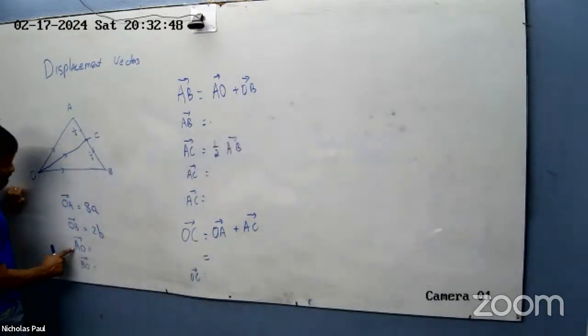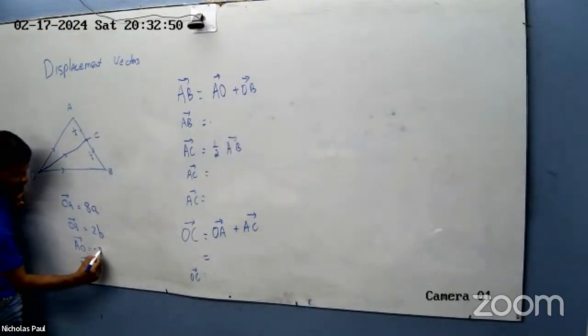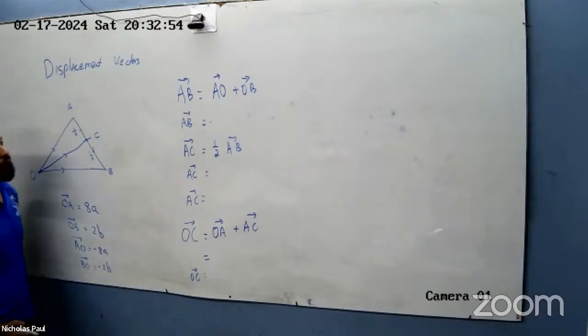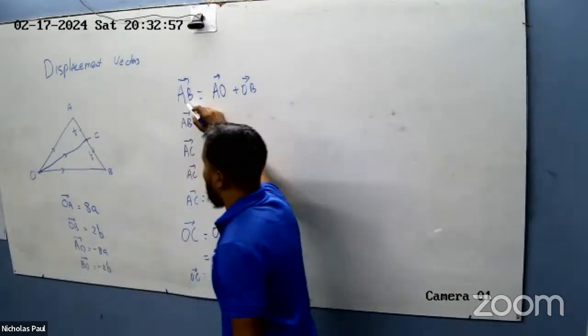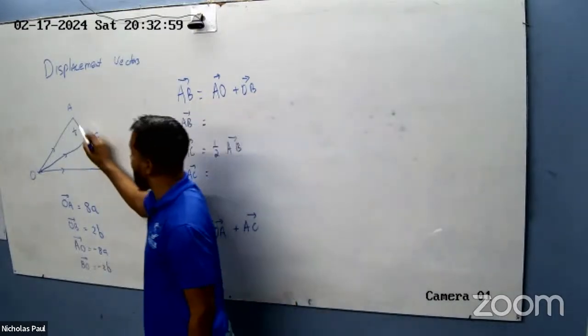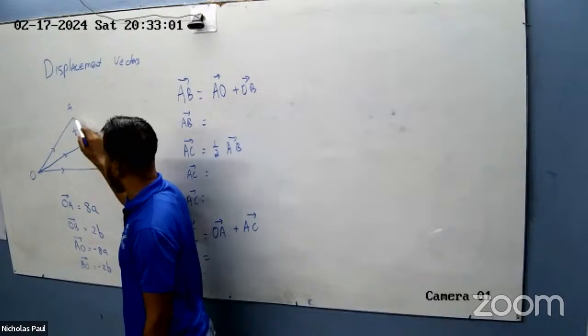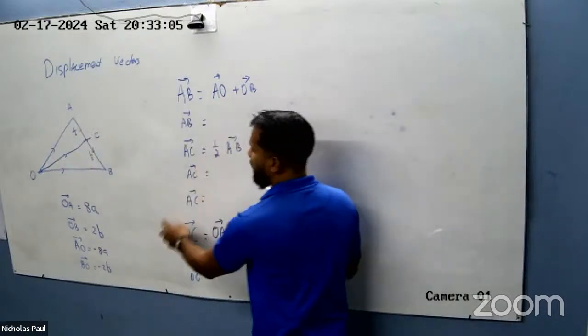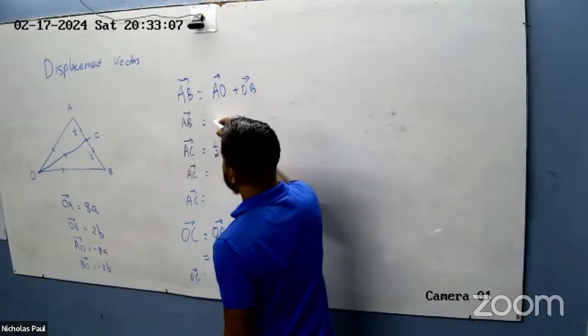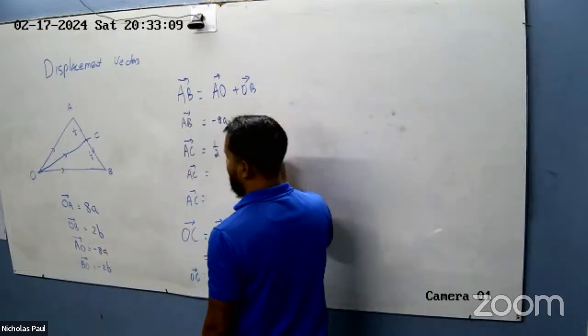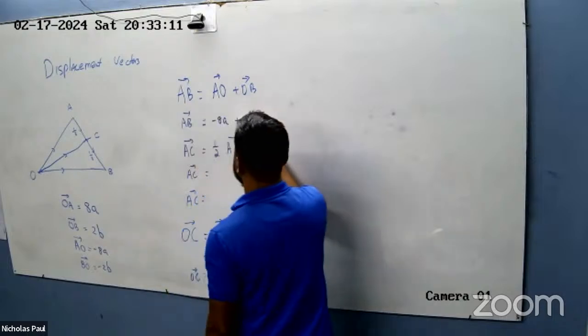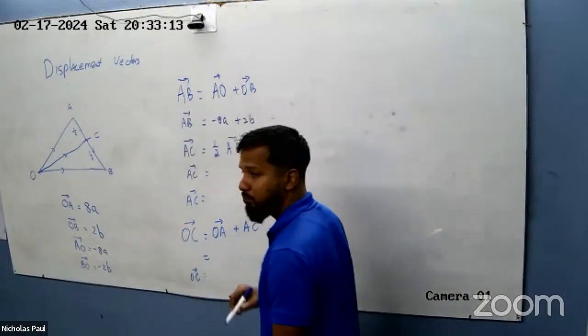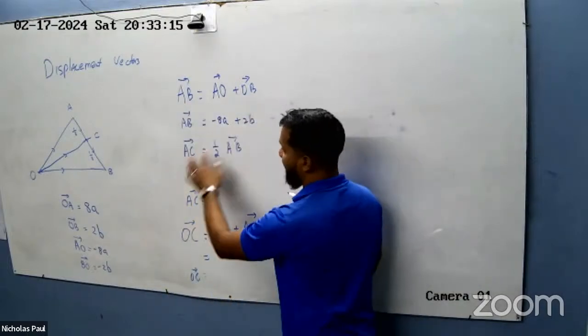Right, so A to O is minus 8A, B to O minus 2B. Right, so as we said, to find AB, you find the alternate route from A to B, which is A to O plus O to B. What is A to O? A to O is right here, minus 8A, and O to B is 2B. Right? So we just substitute everything in here.